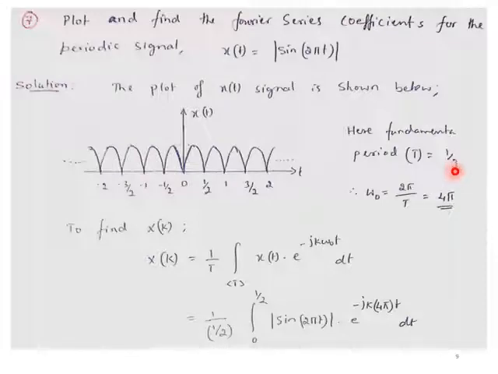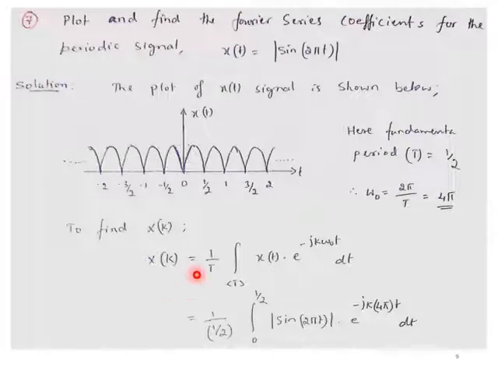So if t equals half, what is omega naught? It is 2 pi by t. So 2 pi by half gives 4 pi. So omega naught is 4 pi. So next, what I need to find, the plot is done. So I have to find the Fourier series coefficient. I have to calculate x of k.